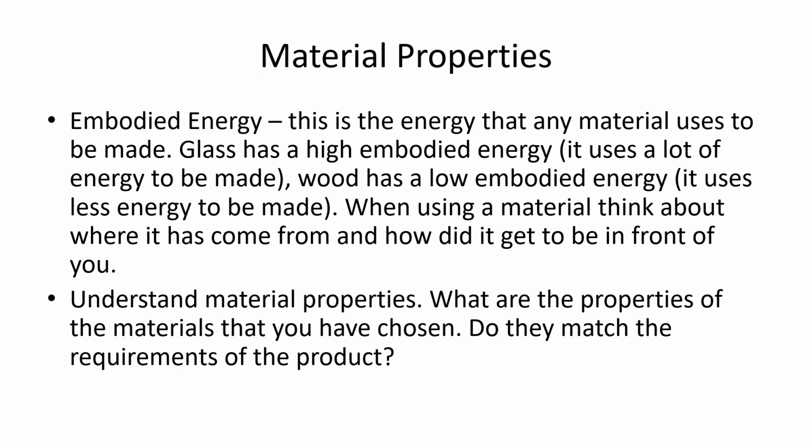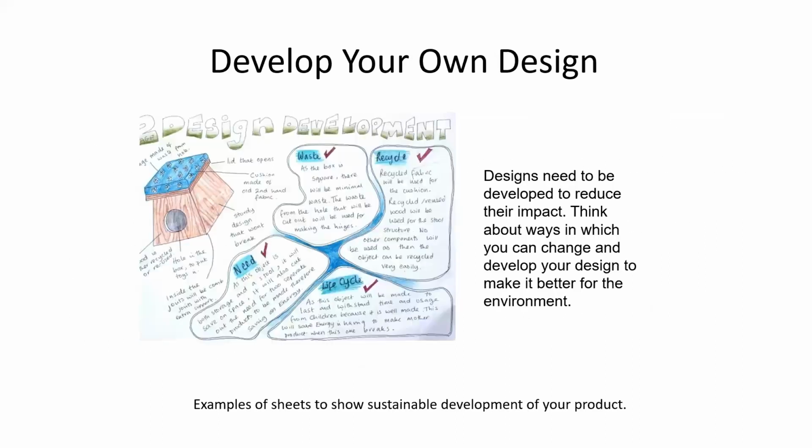In terms of decision making, look at the material properties, such as how much the embodied energy is. The embodied energy is the energy that any material uses to be made. Glass has a high embodied energy. It uses a lot of energy to be made, as opposed to wood, which has a low embodied energy. So when using a material, think about where it comes from, how it got into the form in front of you, and understand the material properties.